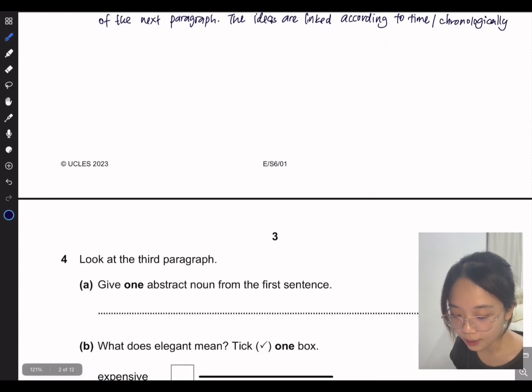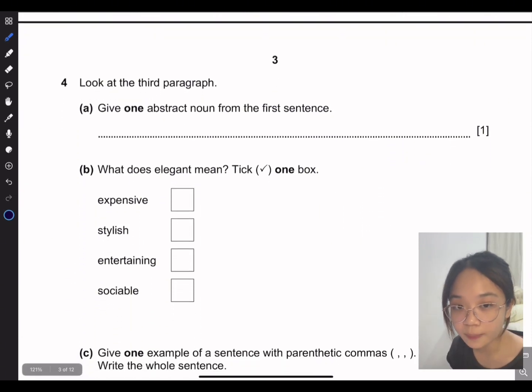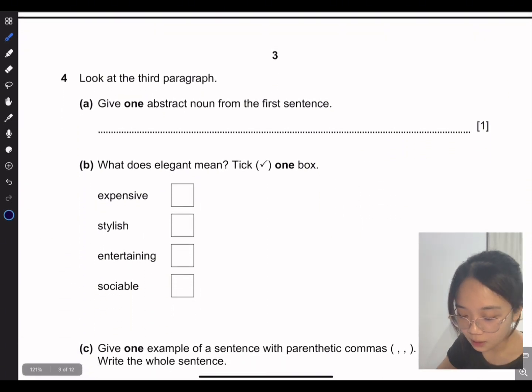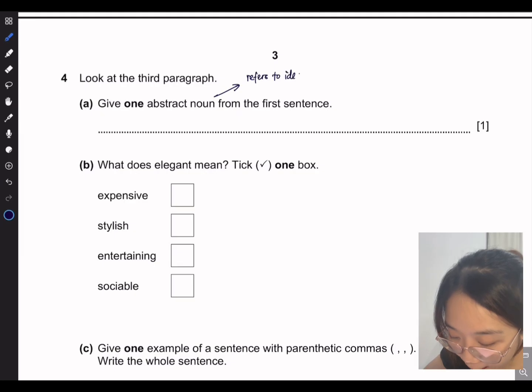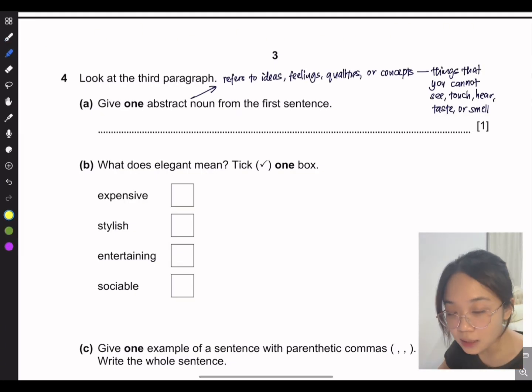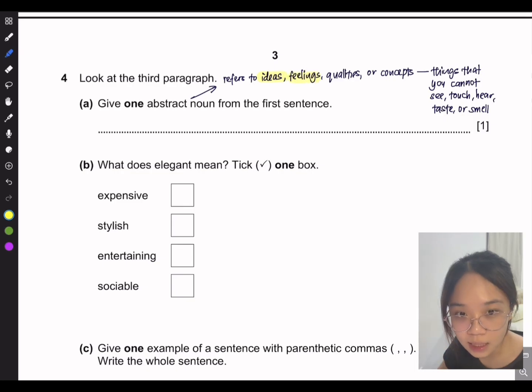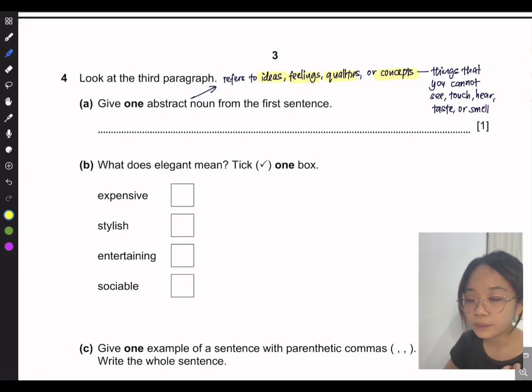Next question, look at the third paragraph. Give one abstract noun from the first sentence. Okay, so abstract noun here. Okay, what do we mean by that? Well, abstract noun refers to ideas, feelings, qualities, or concepts. So these are things that you cannot see, cannot touch, cannot hear, cannot taste, or cannot smell. So you can think of it this way. If you cannot point to it, or you cannot physically hold it, it is probably an abstract noun.